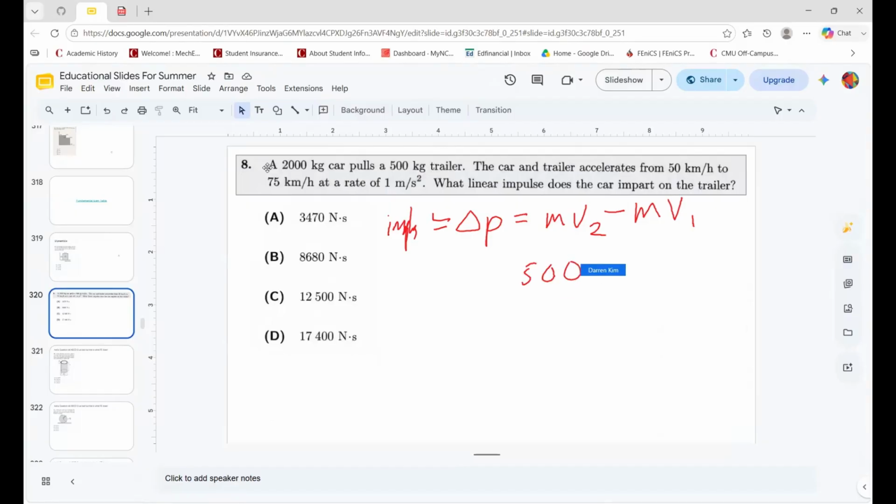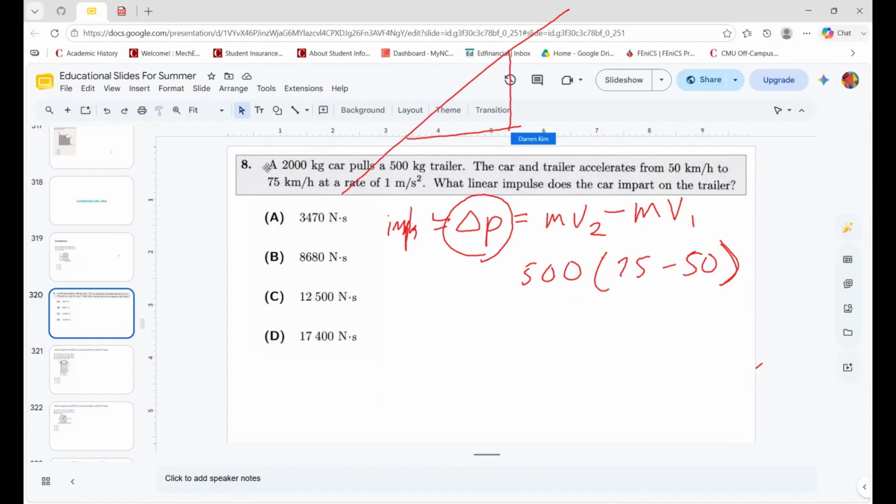Just the trailer, sorry. Because we're looking at the impulse of the trailer, the car's impulse on the trailer. So it is 75 minus 50, and it's assumed linear, so this is fine. When it's linear, you can do this because it's assuming linearity. So this is what you're assuming, and this is why it works. Either way, for impulse, you can do this anytime you want. But either way, we have 5,500 multiplied by 75 minus 50, right?